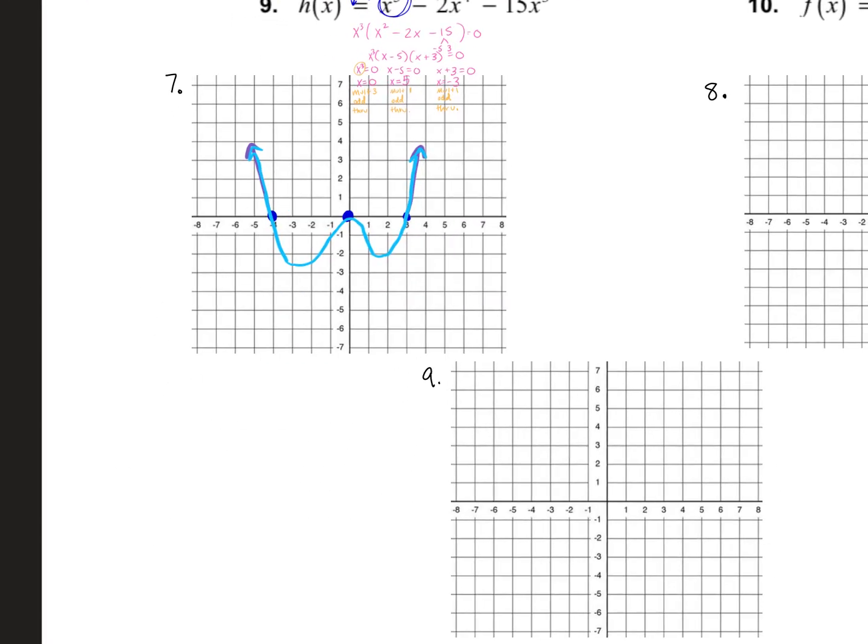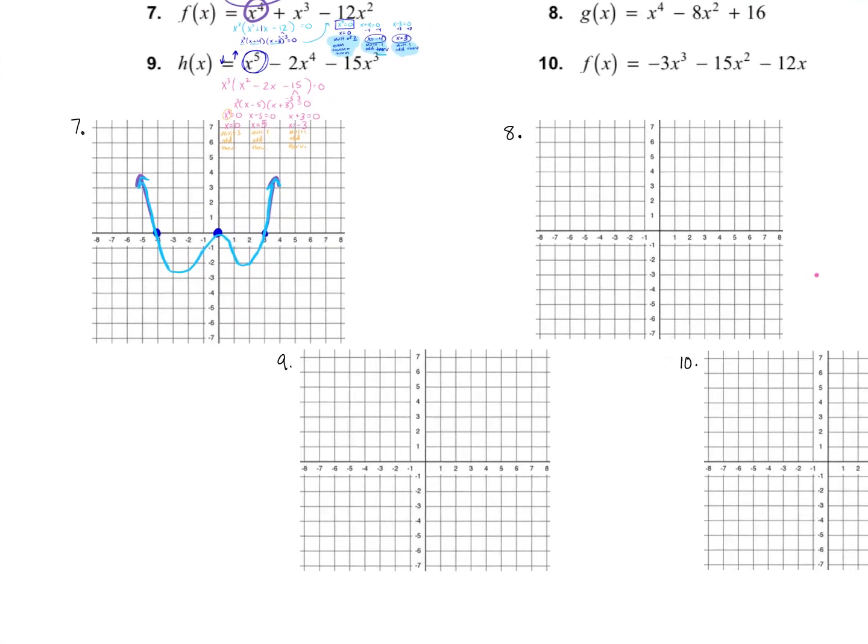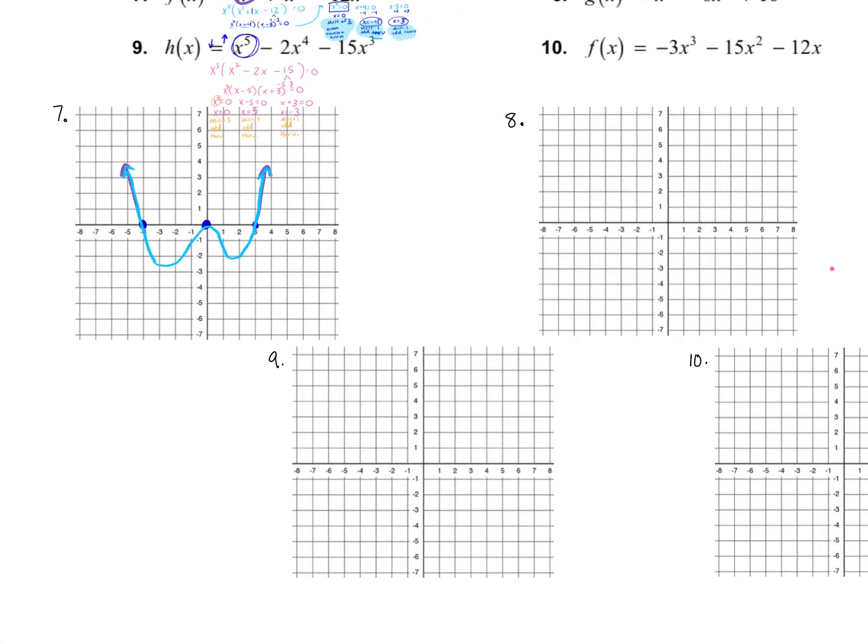So let's graph this. I'm going to start by putting my points. So I have a point at 0, a point at -3, and a point at positive 5.